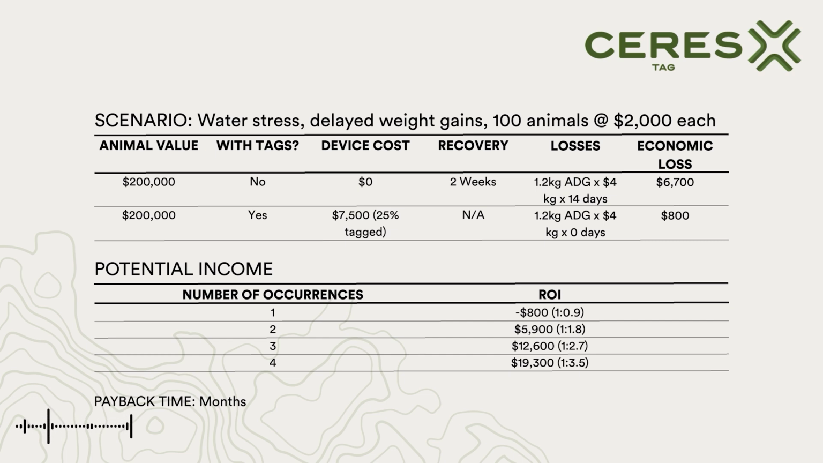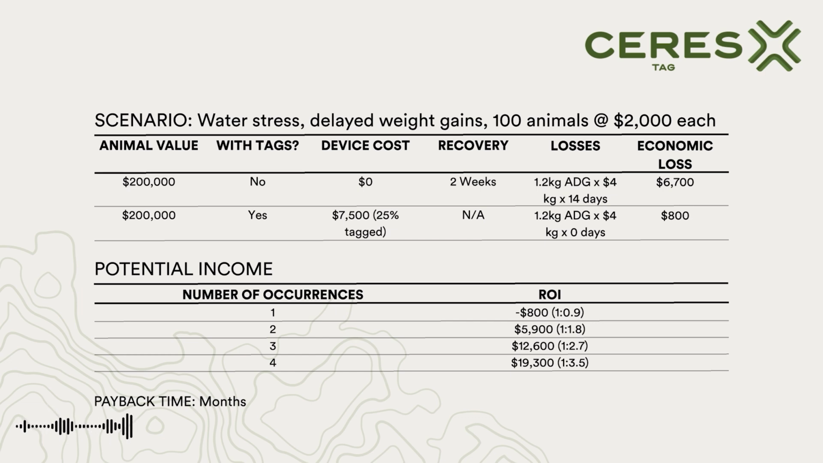If you've got a bunch of animals in a paddock, say 100 animals worth $2,000 each, well, that's 200 grand's worth of animals. Let's say you stress them out by missing out on some water for a couple of days and it takes them 2 weeks to recover. Well, at 1.2 kilos average daily gain at $4 a kilo, that's about 6 or 7 grand's worth of beef you're missing out on just because they had a couple of days without water. If you have to spend 7.5 grand to tag 25% of that herd, well, you've lost $800, or you haven't made your money back on those tags.